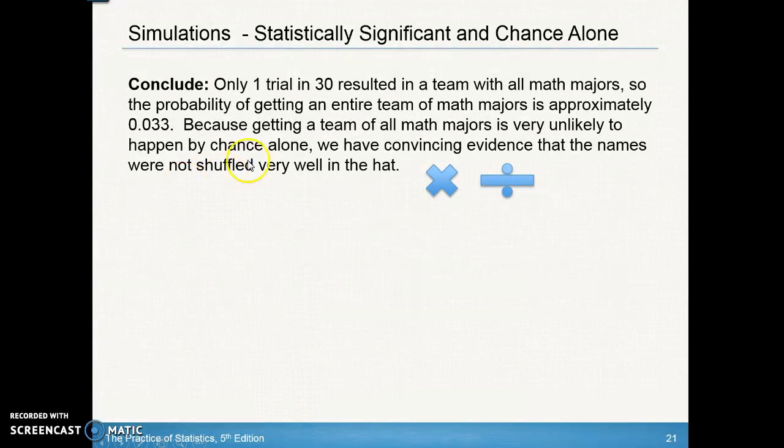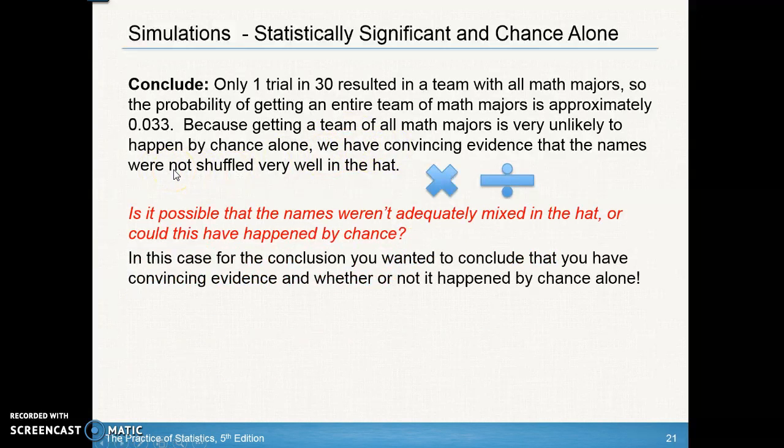So since only one trial in 30 resulted in a team with all math majors, the probability of getting an entire team was about 0.033. Because getting a team of math majors is very unlikely to happen by chance alone, we have convincing evidence that the names were not shuffled very well in the hat. So is it possible that the names weren't adequately mixed, or could this happen by chance? In this case, the conclusion you wanted to conclude is whether or not it happened by chance alone.